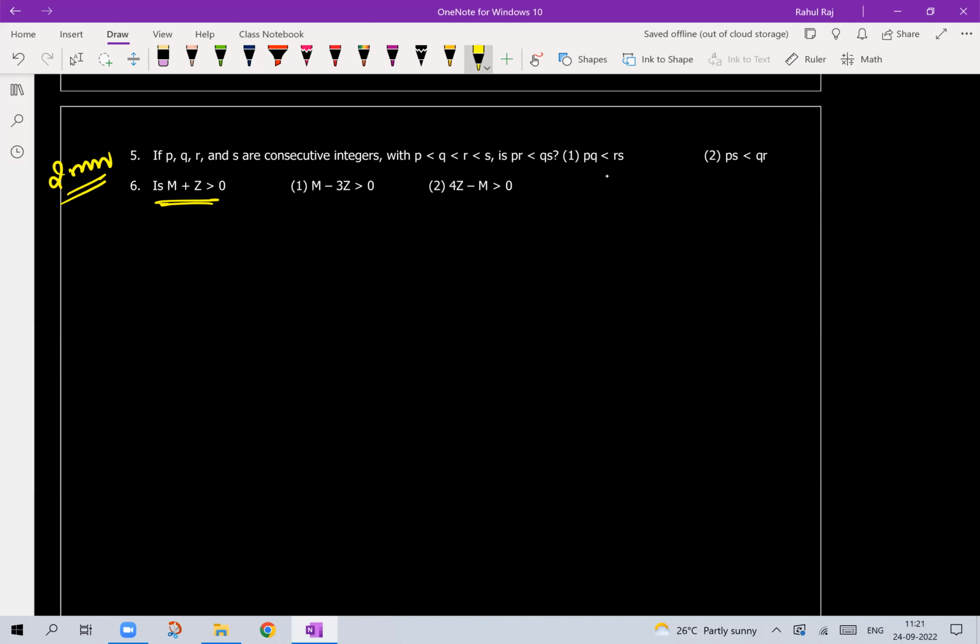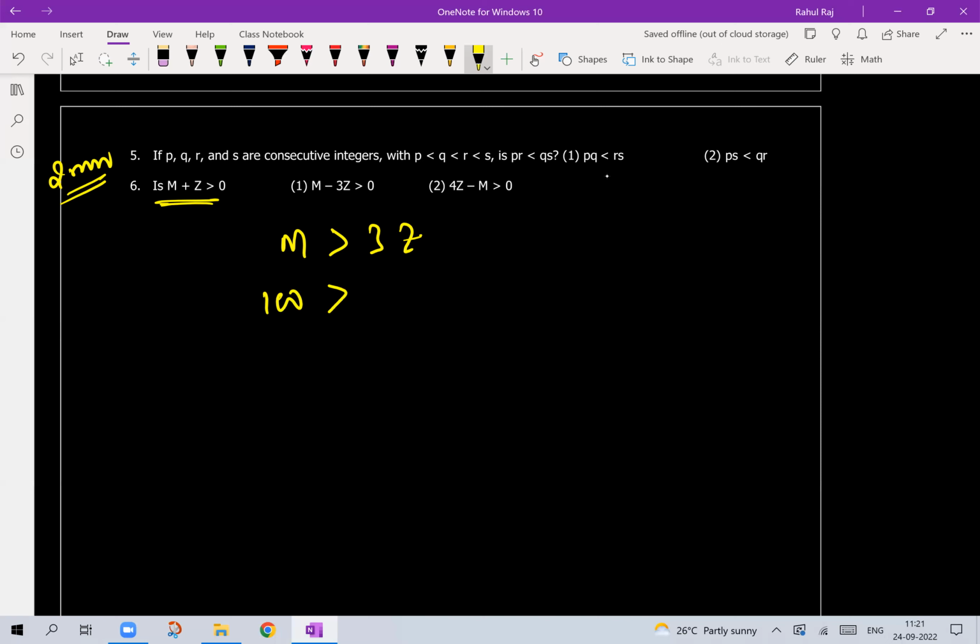Now here I come down to a place where my understanding is: can I prove m and z both positive or m and z both negative or not? Option number 1 says what? M is greater than 3z. I have no idea about m and z. I don't know if it's an integer or a fraction. I don't know anything, so you are free to take anything in your head.